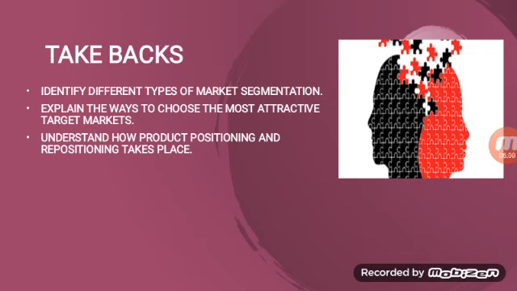And this target market shares similar characteristics. An example of these similar characteristics is people from the same geographical area, or people from the same age group, or people with the same buying power. These are some of the examples of how similar characteristics come together to build a target market.